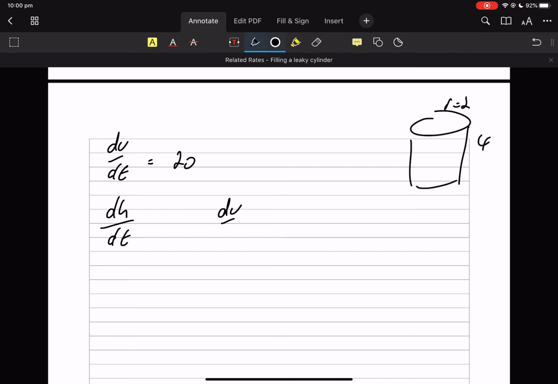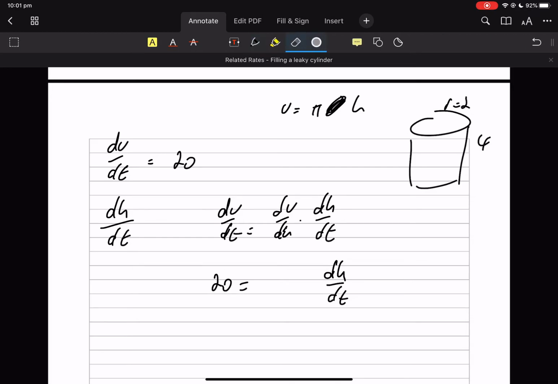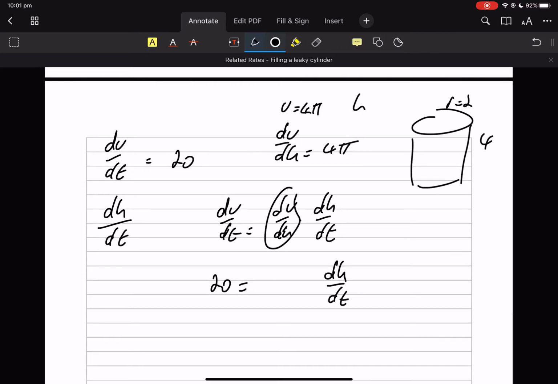So dV/dt, we're missing a dV/dH because I've got dV/dt is 20. I want this dH/dt, so I'm missing that. Now here my r is 2, so r squared is going to be 4. So V is 4 pi h, so dV/dH will just be 4 pi.